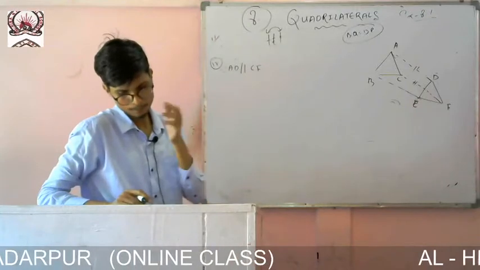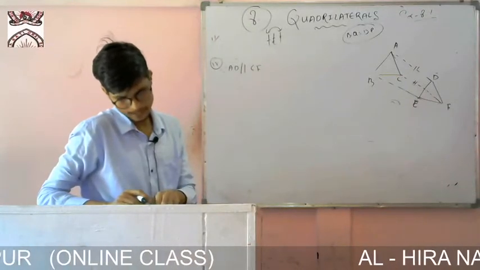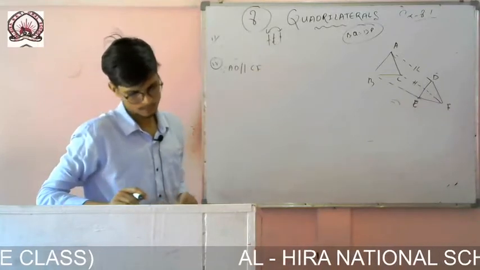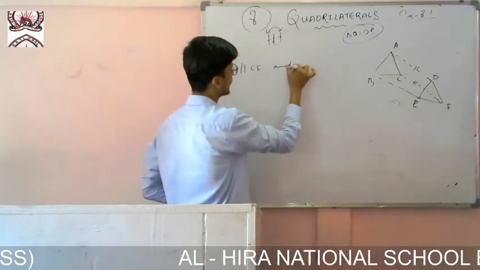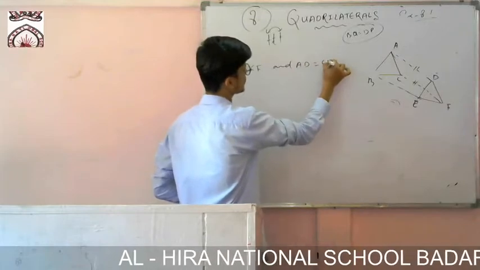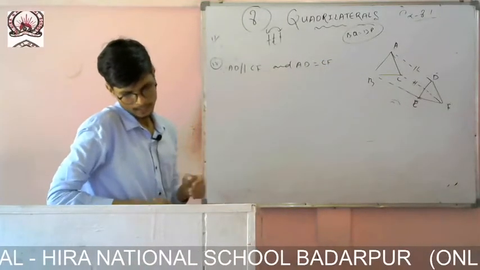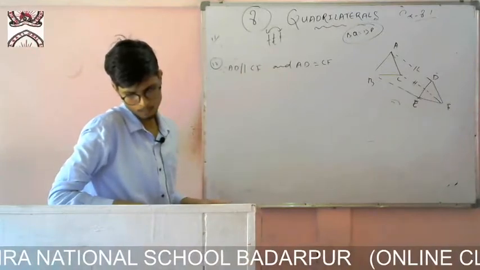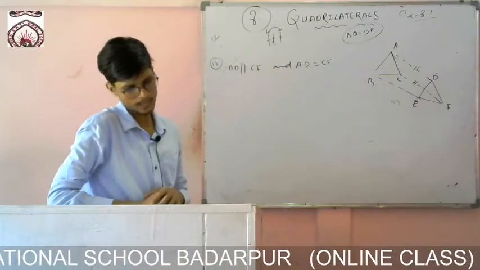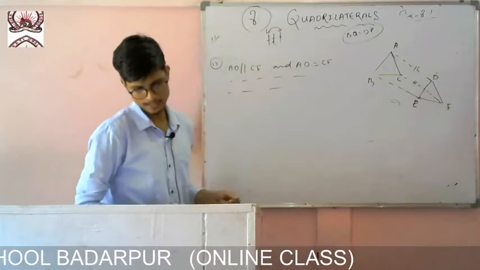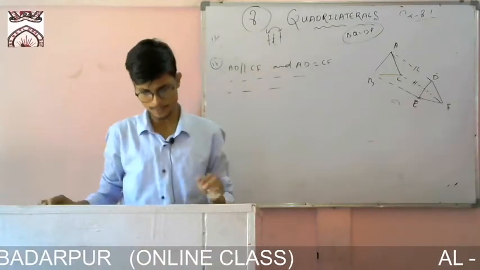Sorry, this one though we have proved earlier, that AD is parallel to CF. Just now in Roman number 3, AD is parallel to CF and AD is equal to CF. So in a quadrilateral AFCD, one pair of opposite sides is parallel and of equal length. Same like earlier you write, so we can say that ACFD is a parallelogram.